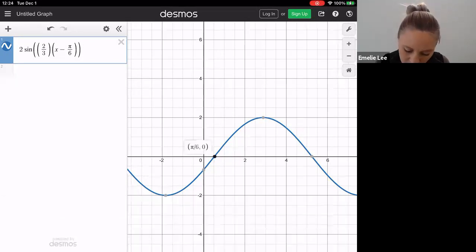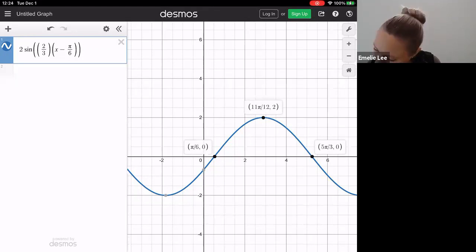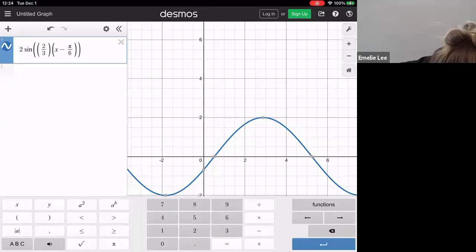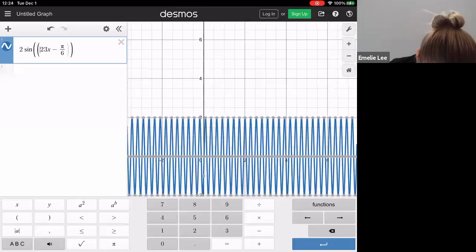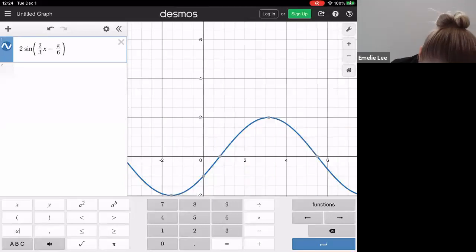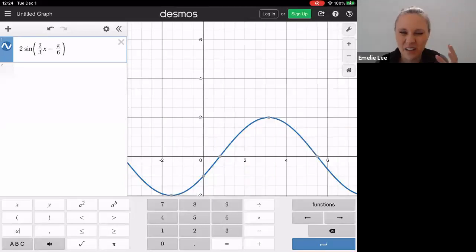Okay. So like I said, right, we've got this shift of, wait a second. 2 sine, 2 over 3. Oh. Because I actually, there. I did a combination of the first one and the second one. That's not what I wanted to do.